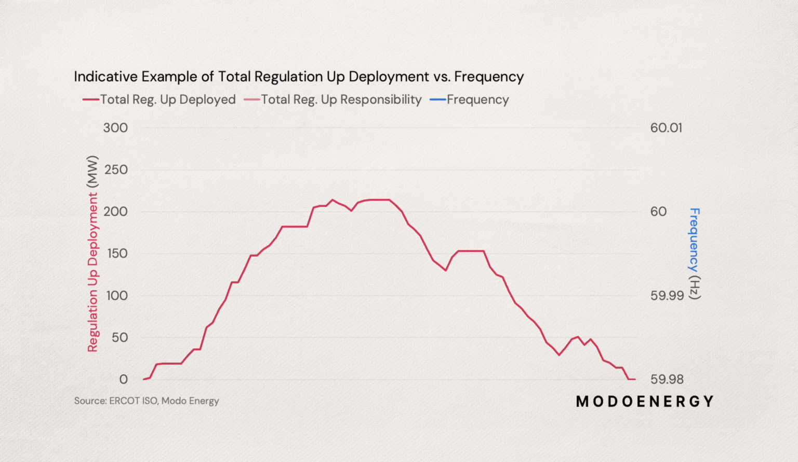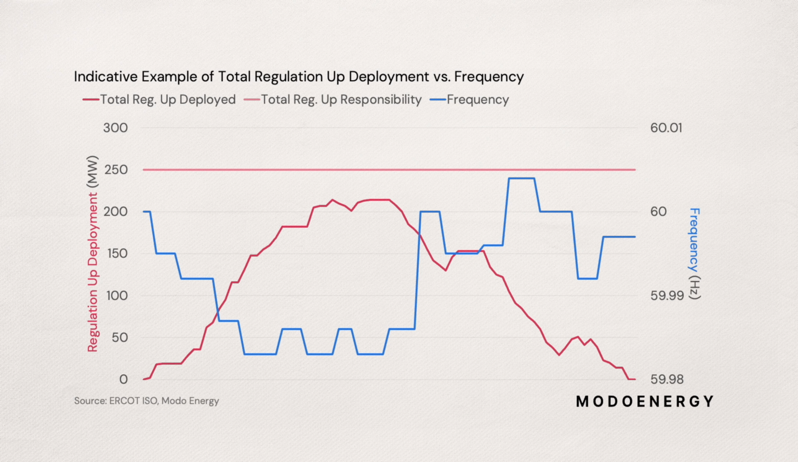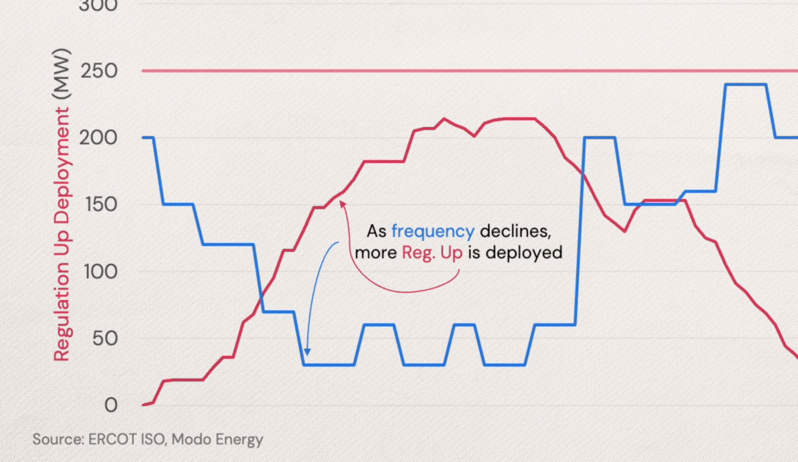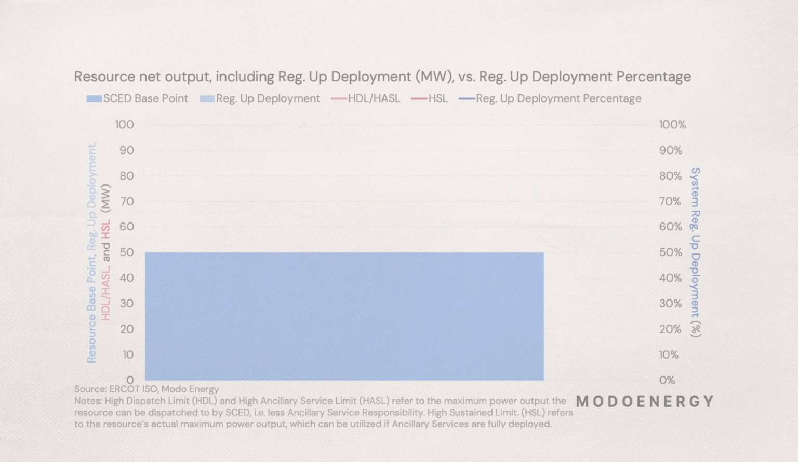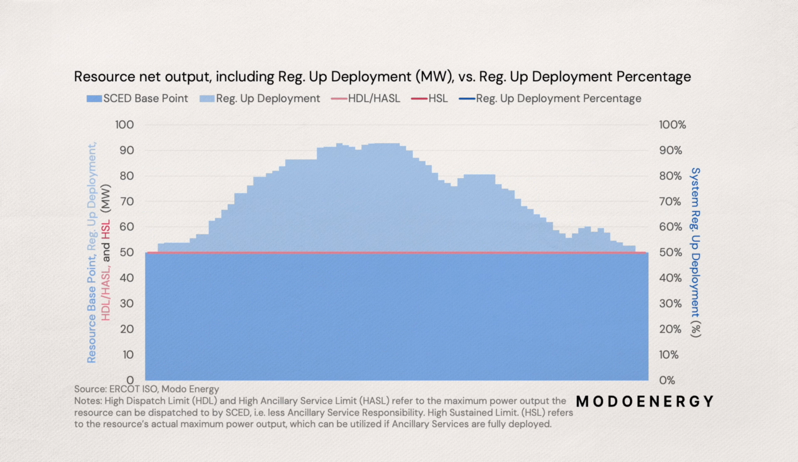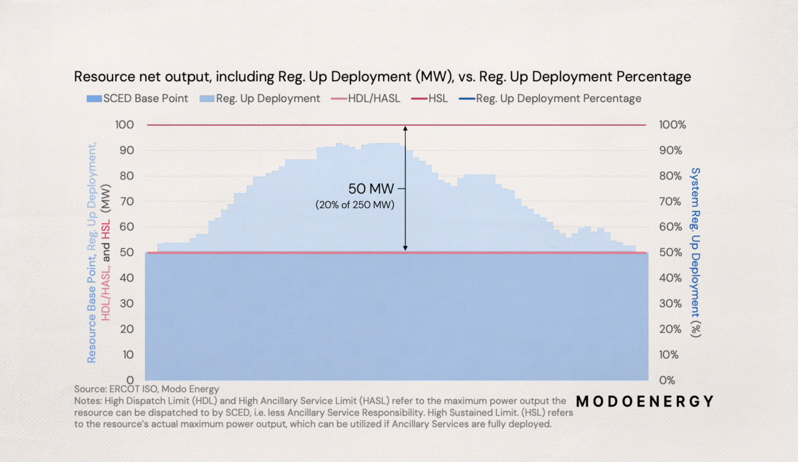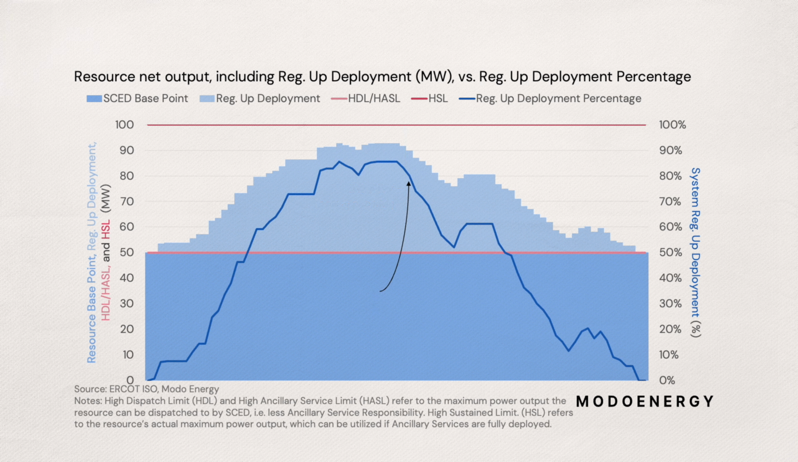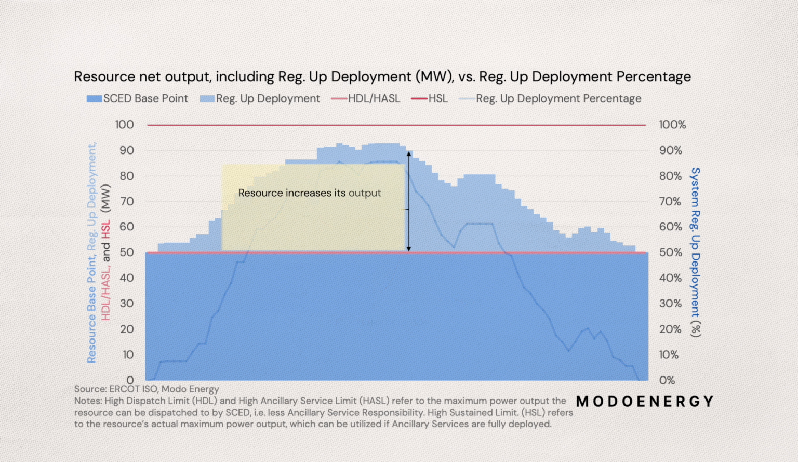In the first bucket, we have regulation up and down. As frequency moves above or below 60 Hz, ERCOT deploys each of these services. Imagine that ERCOT has procured 250 megawatts of regulation up for a given operating hour, and you've been awarded 50 megawatts or 20% of that. If ERCOT is currently deploying 200 megawatts of regulation up, you'll be expected to provide 20% or 40 megawatts of that total. This means the operator is simply expected to increase the output of their resources with regulation up responsibility by 40 megawatts.